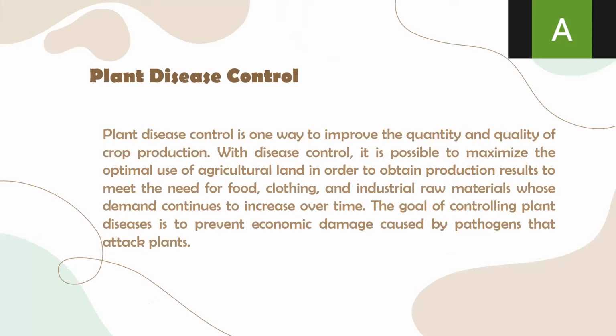Plant disease control. Plant disease control is one way to improve the quantity and quality of crop production. With disease control, it is possible to maximize the optimal use of agricultural land in order to obtain production results to meet the need for food, clothing, and industrial raw materials whose demand continues to increase over time. The goal of controlling plant disease is to prevent economic damage caused by pathogens that attack plants.